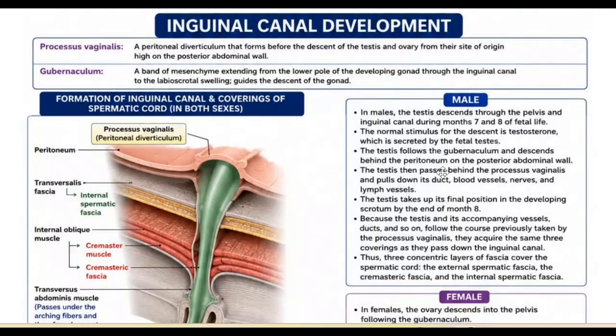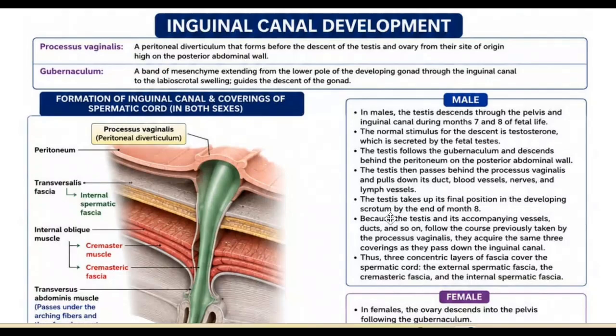Now it passes behind the processus vaginalis. This sentence is very important. The processus vaginalis goes first, and the testes follow behind it. It is like first we have a tunnel, and then we have the train later. The same example you can repeat.